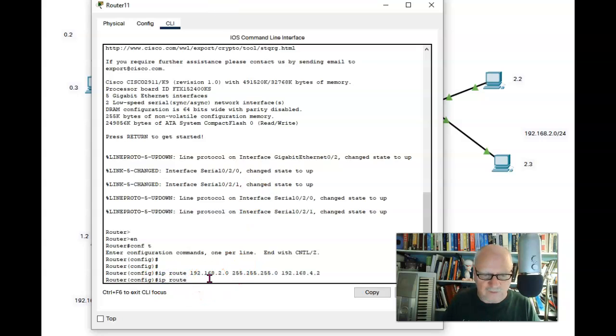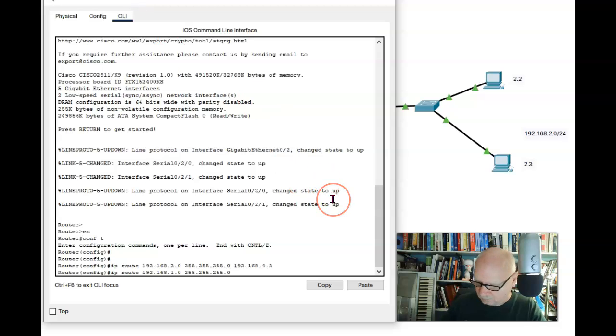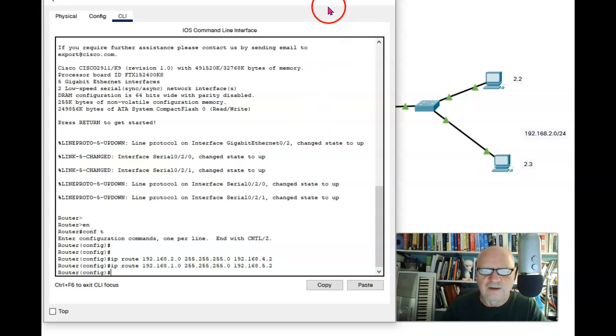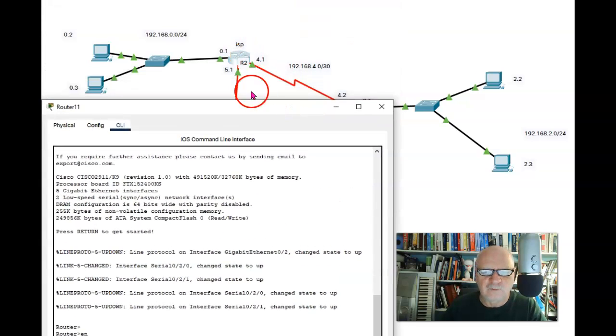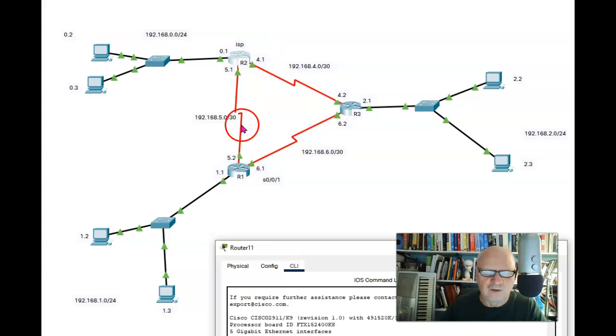IP route 192.168.1.0, 255.255.255.0. Send it to 5.2, 192.168.5.2. All right, so we have this one up here with static routes to get to 2.0 and 1.0, and then these two have default gateways, but they don't have a static route. They have no idea how to get up here.